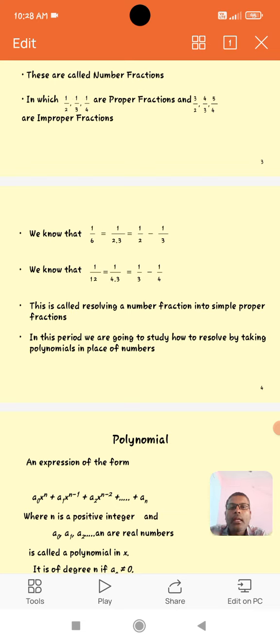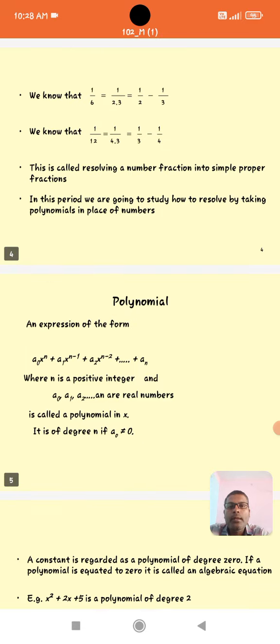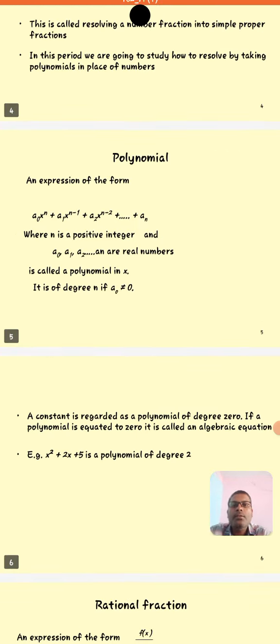In this period we are going to study how to resolve by taking polynomials in place of numbers. Now we discuss the polynomials. We know that for the number 1 by 6, we write 1 by 2 into 3, which is equal to 1 by 2 minus 1 by 3, and 1 by 12 is equal to 1 by 3 minus 1 by 4. Now we go to the polynomials. You see the polynomial.